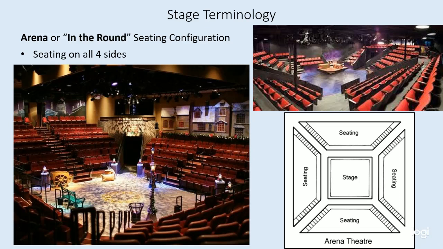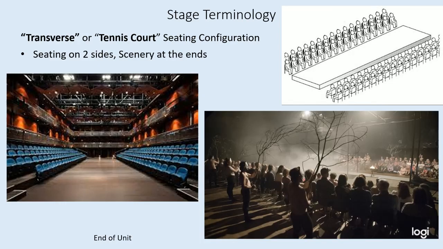So the last one that I would like to talk about is transverse, or tennis court, or I know it as alley, the alley configuration. An alley configuration, or transverse, is where you have seating on either side. It's almost like a runway in a fashion show, except you don't really have an end to it. The scenery is typically located at the ends of the alley or of the tennis court. So one end would have scenery, and then the other end would have scenery.